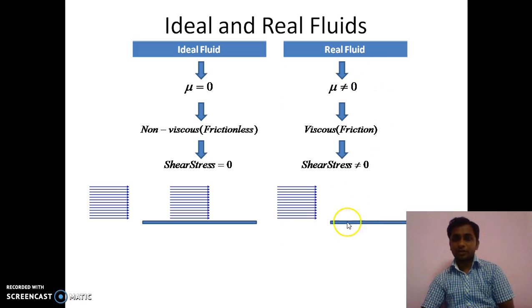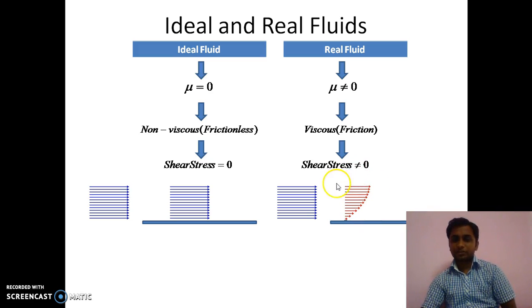To demonstrate what a real fluid is, let us consider the same kind of plate which is stationary and over which some fluid is moving with some free stream velocity. And when the fluid comes in contact with the solid boundary, what will happen? The first fluid layer will come to rest, and the rest of the layers will continually increase in velocity. So this kind of fluid velocity profile you will get.